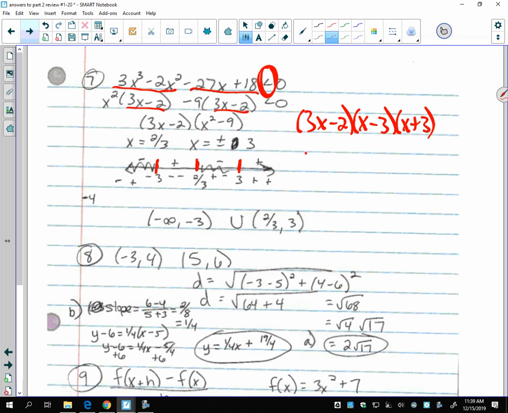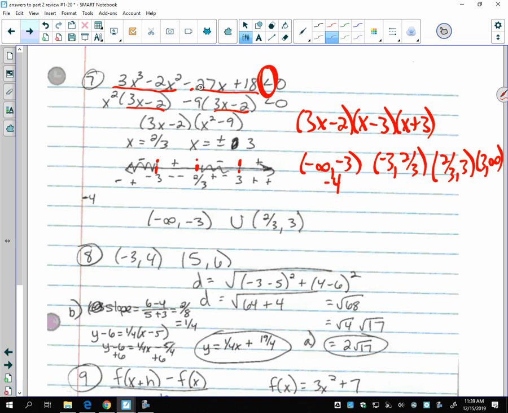The possible intervals that you could have for your answer would be negative infinity to negative 3, negative 3 to 2/3, 2/3 to 3, and 3 to infinity. And so if you don't like my mess here, you can just pick a number. Let me pick a number in between negative infinity and negative 3. I'll pick negative 4. And then I just go back to my factored part.